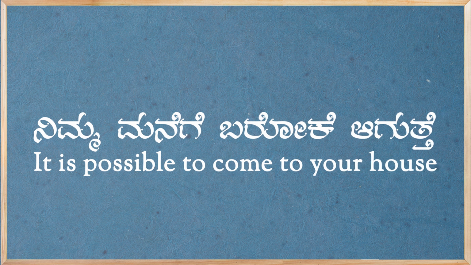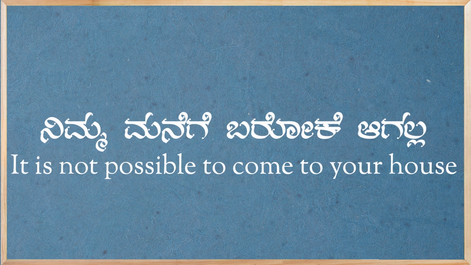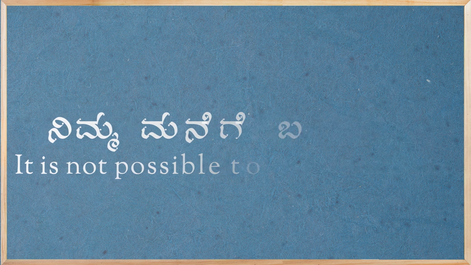Here's the structure. Verbal noun, which is infinitive in dative, plus agu indicates possibility or impossibility. For example, ನಿಮ್ಮ ಮನೆಗೆ ಬರೋಕೆ ಆಗುತ್ತೆ. It is possible to come to your house. ನಿಮ್ಮ ಮನೆಗೆ ಬರೋಕೆ ಆಗಲ್ಲ. It is not possible to come to your house.